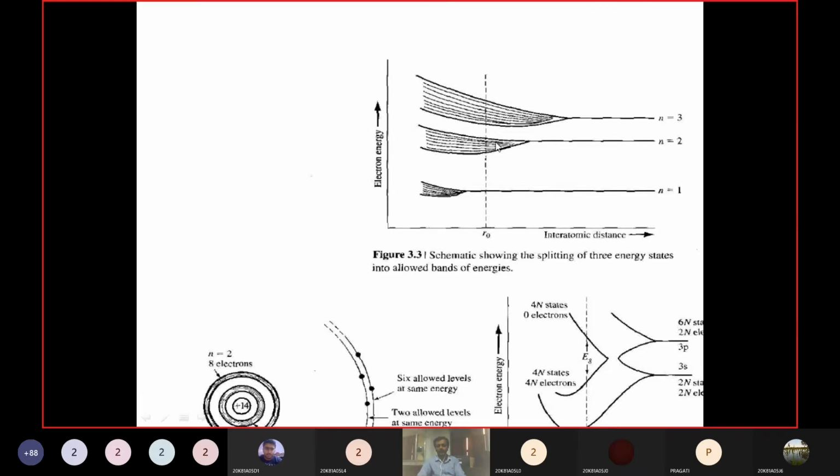That band is the inner band, and this is also an inner band. The outermost valency band is n equal to 3 here. Suppose I take the example of silicon or germanium, where n equal to 3 is the outermost shell. The energy levels of these outermost electrons of all atoms combine to form a band. This band we call the valency band.